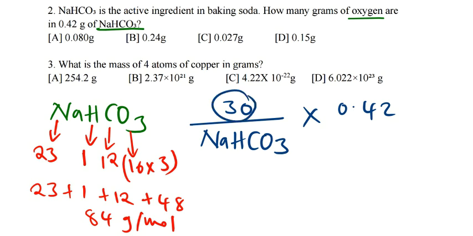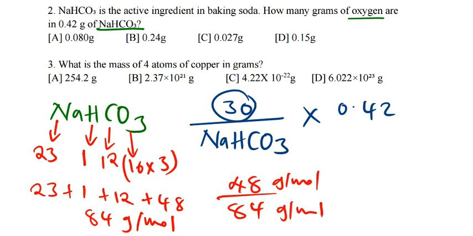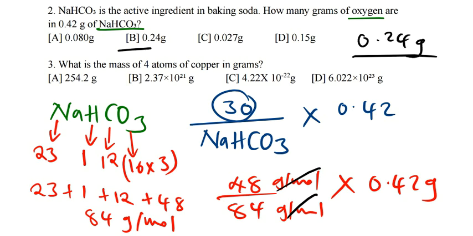Now we've got 3 oxygen atoms on top, so that will be 3 times 16. That's going to give us 48. So 48 over the total 84. All these are grams per mole, so the units will of course cancel out. And then multiply by 0.42 grams, which is the mass of the compound. Now 48 divided by 84, and then multiply by 0.42. Okay, we'll get 0.24 grams, which is exactly B. Okay, cool, right? So let's move on.